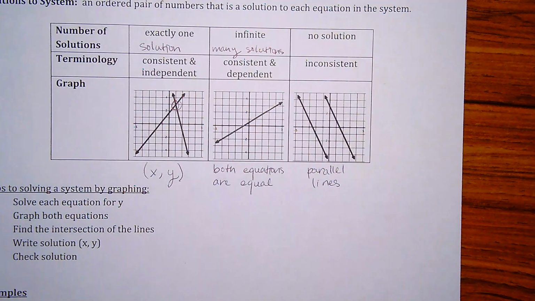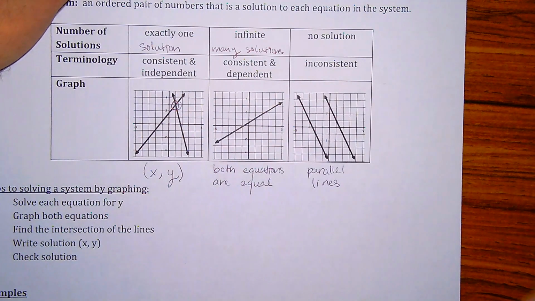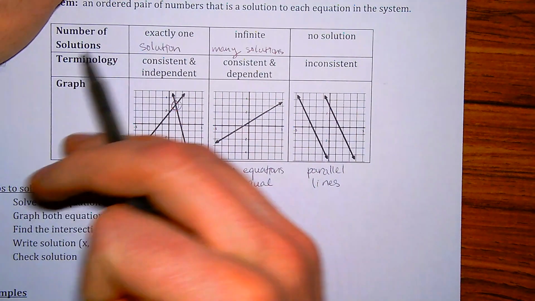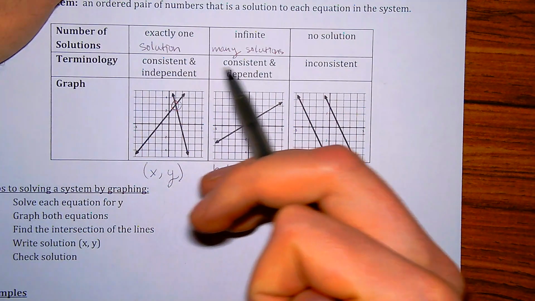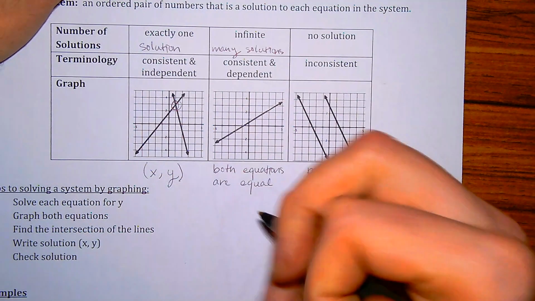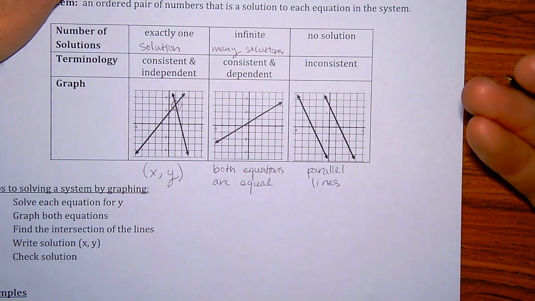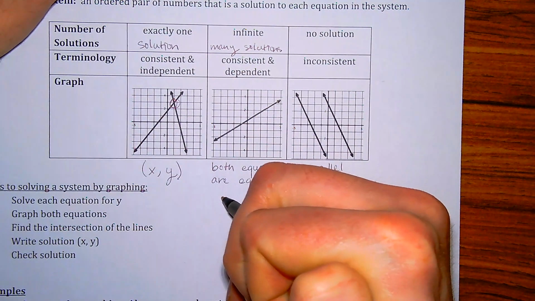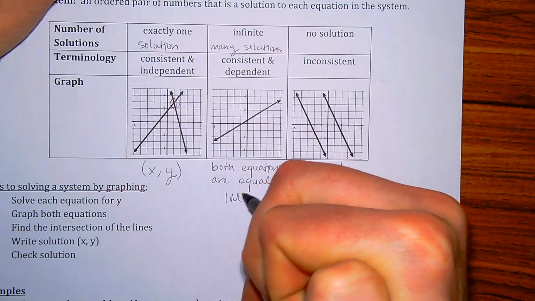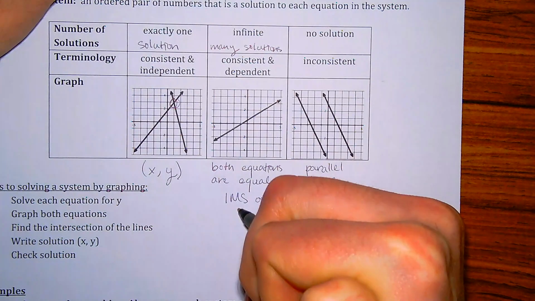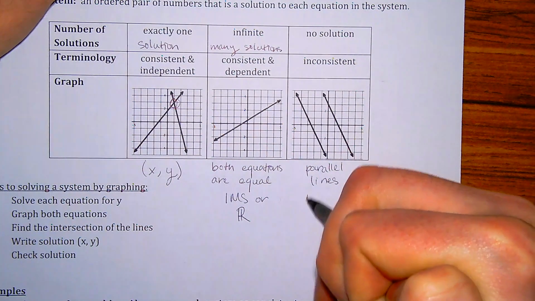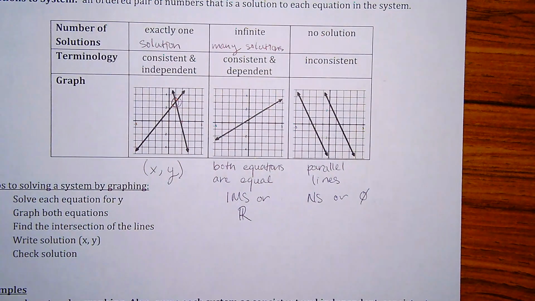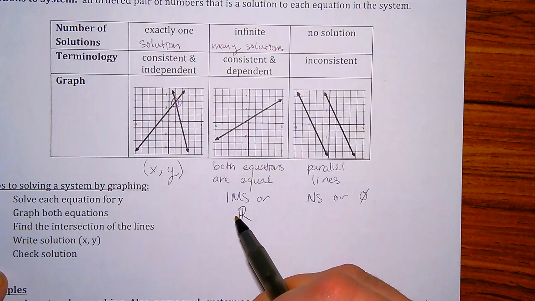Okay. Now, for this assignment that we will be doing, what we will be asked to do is give the terminology, consistent and independent, consistent and dependent, and inconsistent, and then we will also have to give a solution for the equation. Now, how I would suggest you write this is you can either do IMS for this one, or all real numbers, and then for this one you can do no solution or a zero line through it. Those are considered reasonable answers or solutions to your problem. Okay.